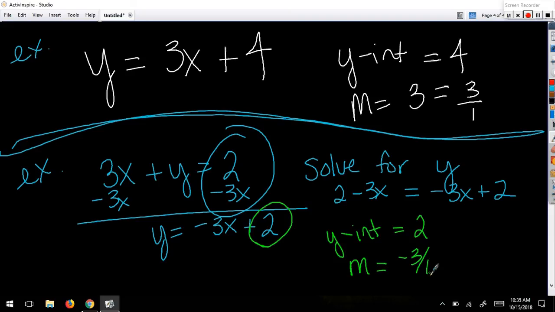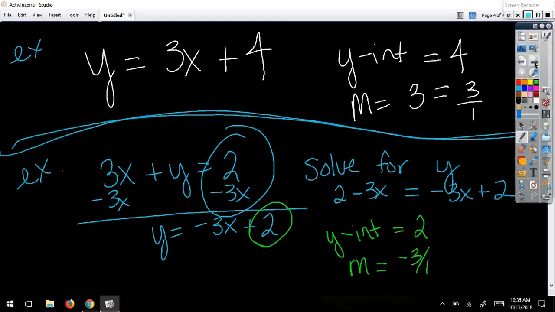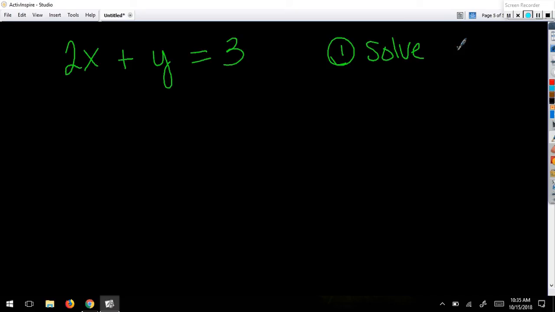Let's do another like that. I'm going to change the page this time. I will change the page between every example from now on. Let's say that I have 2x plus y equals 3. I want to find the slope, and I want to find the y-intercept. Well, what do I have to do first? I have to solve for y.